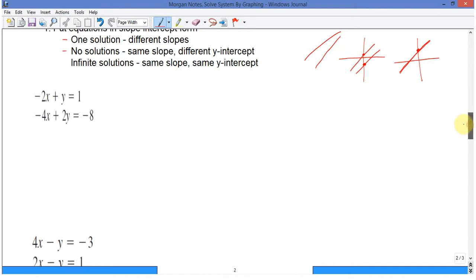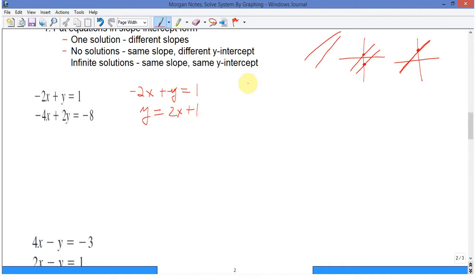So let's try one of these. I want to take the equations and put them in slope-intercept form. So if I have negative 2x plus y is equal to 1, now let's put it in slope-intercept form. We'll move the negative 2x to the other side. We'll have y is equal to 2x plus 1.